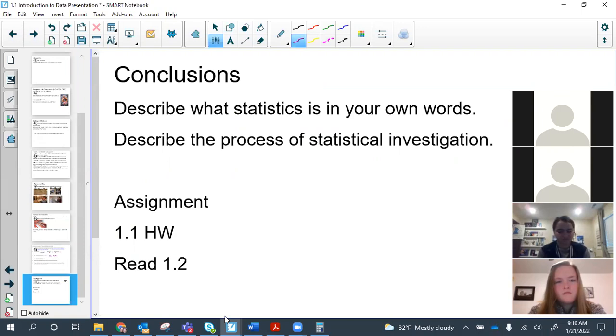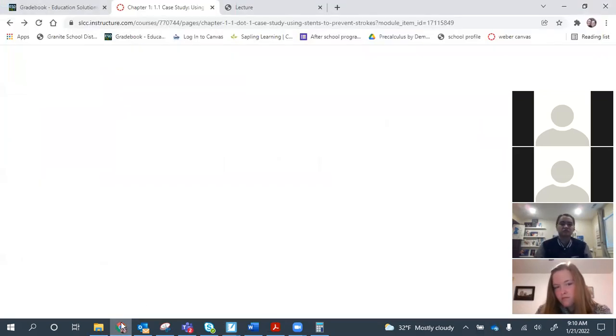If you need to use definitions, you can. We're going to wrap this up for today and say you guys are good to go. What you need to do is the 1.1 online homework, which you can find on the Slick Canvas page. Let me just show you where that is, because that'll be real easy for me to show you. And then you need to read 1.2.